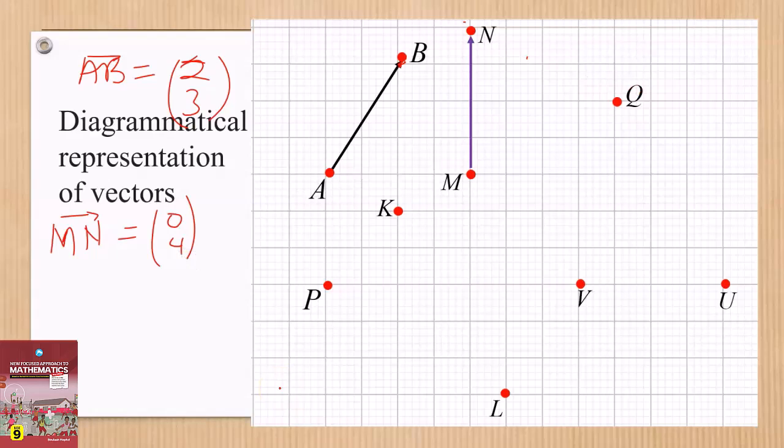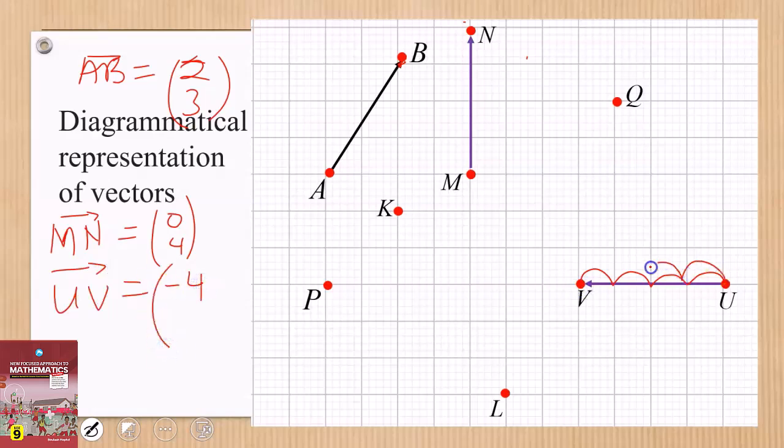Now let's see the next vector, vector UV. For UV, we are moving along the x-axis 1, 2, 3, 4, but we don't move anywhere on the y-axis, so UV becomes negative 4, then y is 0 because there is no movement on the y part.